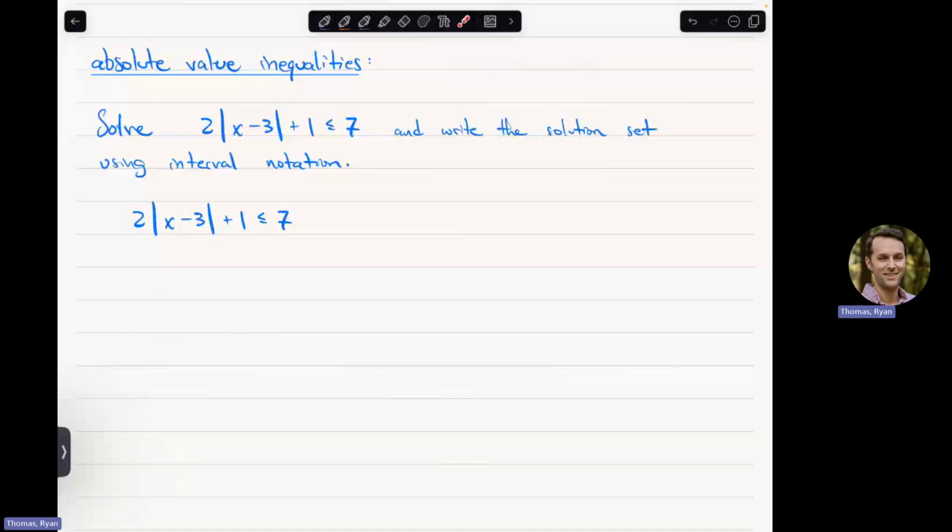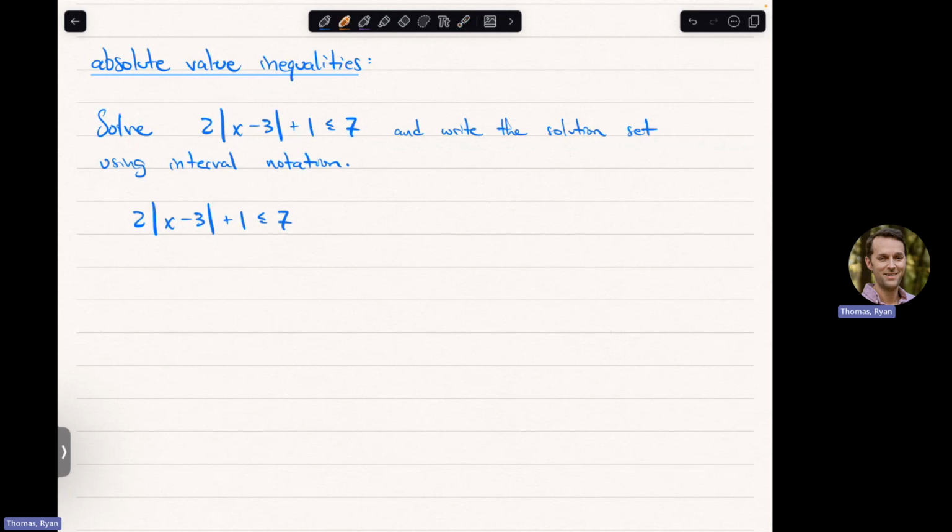All right. Hi, everybody. Today we're looking at absolute value inequalities. So I've got an example here. Solve this inequality, less than or equal to, and write the solution set using interval notation. Okay, so I just copied the problem down here.